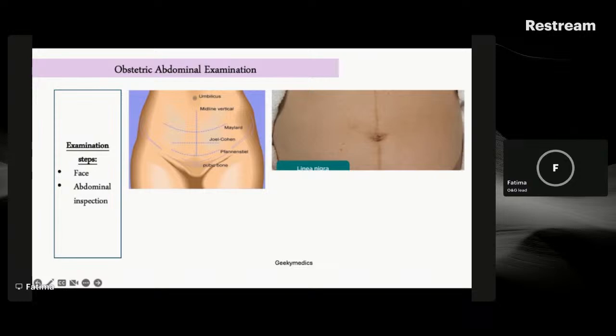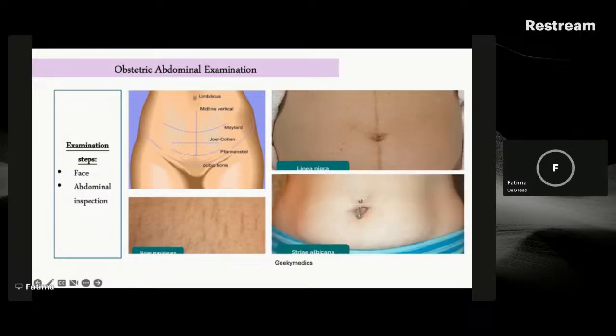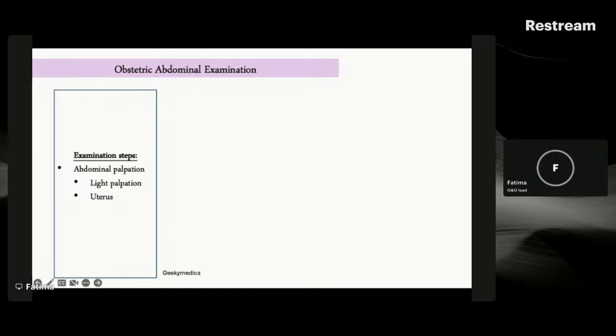Other things to look out for would be linea nigra, which is a dark line running vertically down, and it's a normal finding. There's striae gravidarum, which are reddish or purple lesions that develop due to overstretching of the abdomen, commonly referred to as stretch marks. And then you've got striae albicans as well, which are stretch marks which appear silver-like in color, as you can see around here, and they're less pronounced as well.